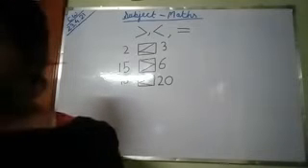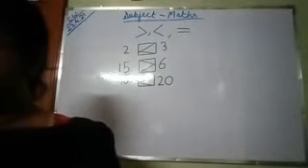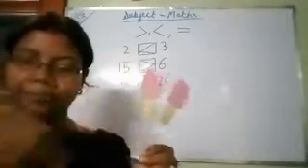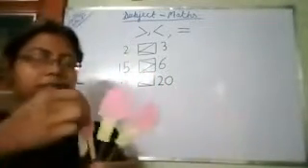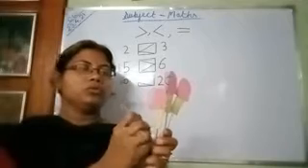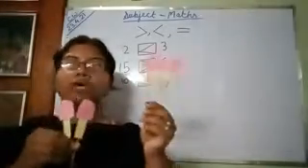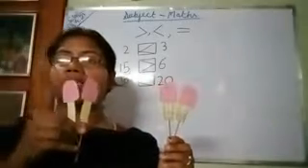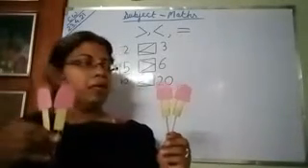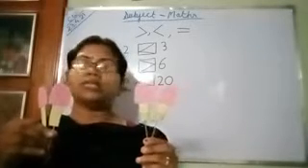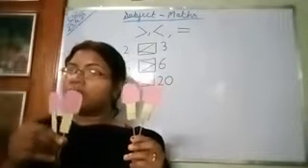Suppose this side there are 2 ice creams and this side also 2 ice creams. Both the sides are the same. Where will we open our mouth, this side or this side? Both the sides are equal. This side also 2 ice creams.